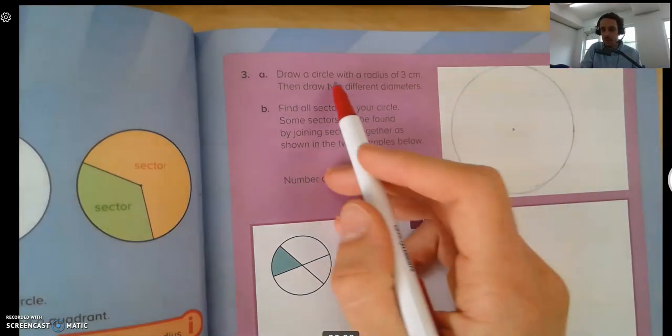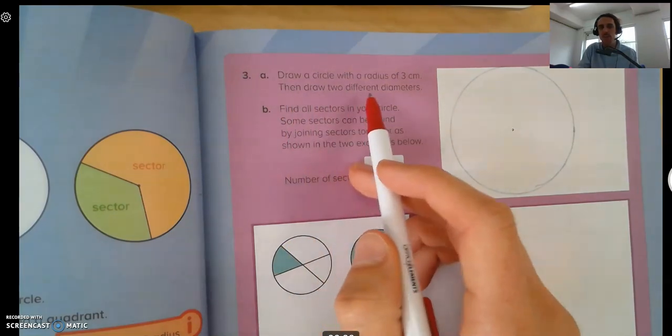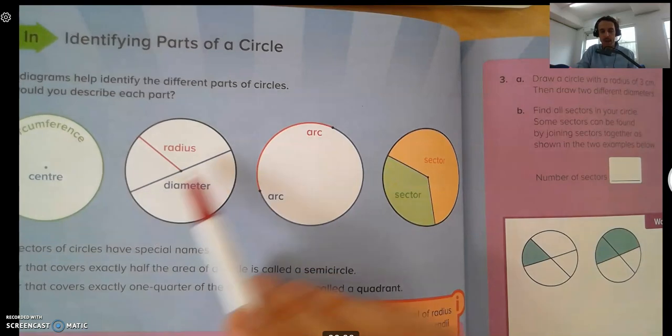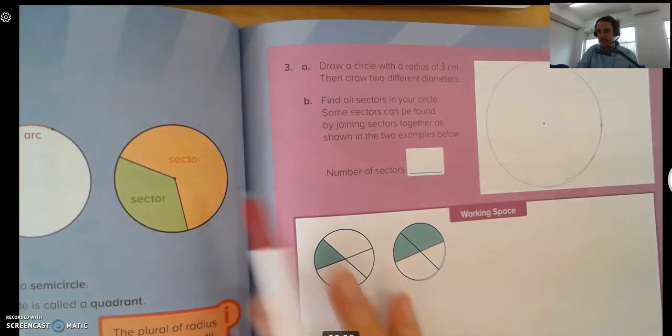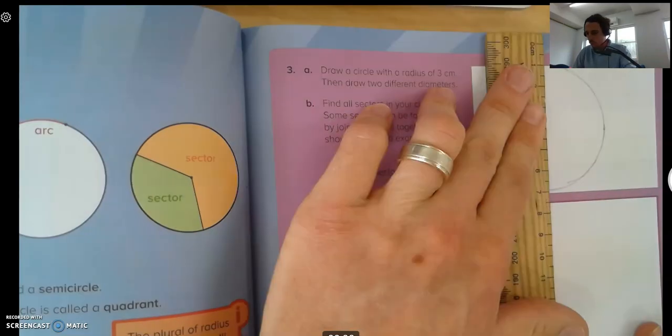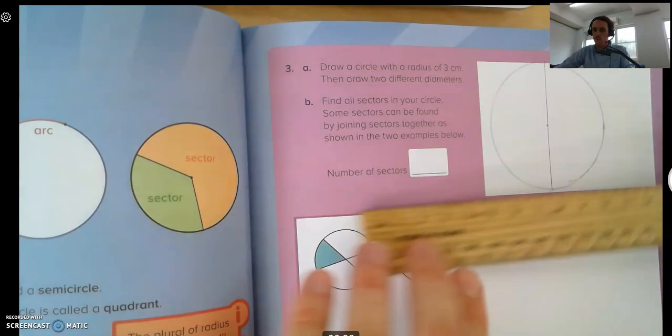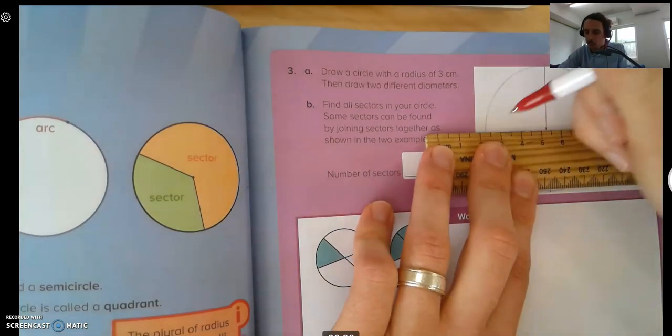The second part of the question, so we can tick off that we've drawn a circle with a radius of 3 centimeters. Then it says draw 2 different diameters. Remembering a diameter is a measurement that goes straight through the middle of the circle. So the 2 easiest diameters to draw would be one that goes straight through the middle of the circle vertically, and then one that goes straight through the middle of the circle horizontally.